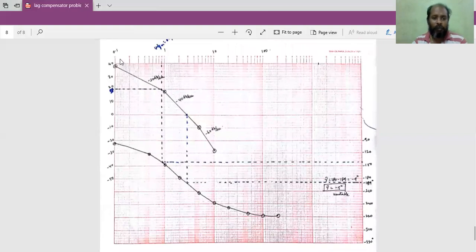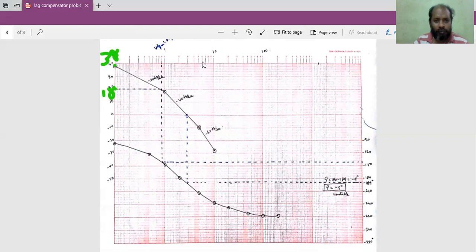So the first value at 0.1 is around 38. So I have chosen it as 38. This is 38 actually. So the point is 38. Okay. Then at 1, the value is 18. So you are getting an 18 value here at this point. At 5, you are getting minus 10.